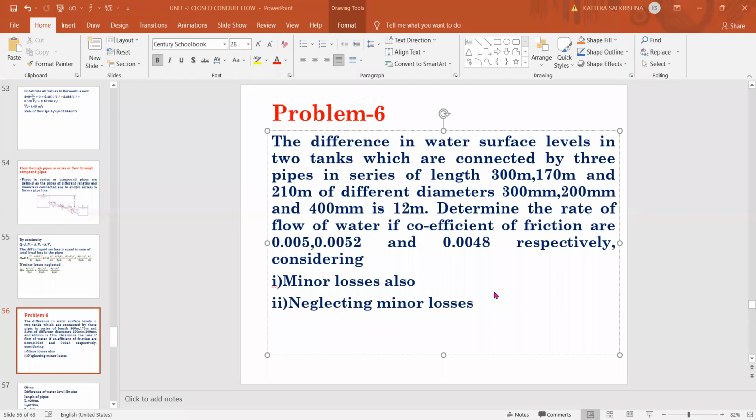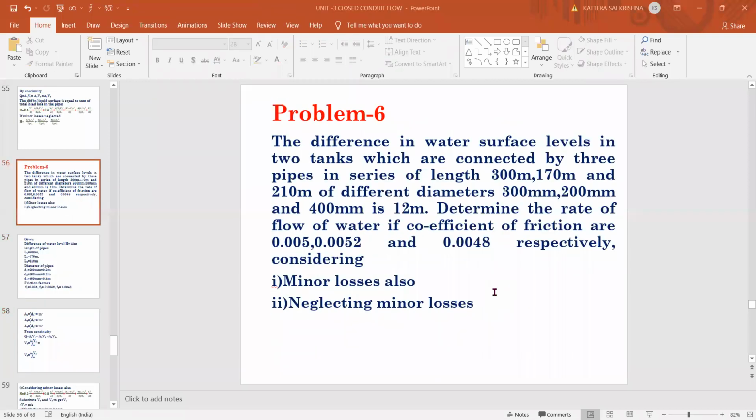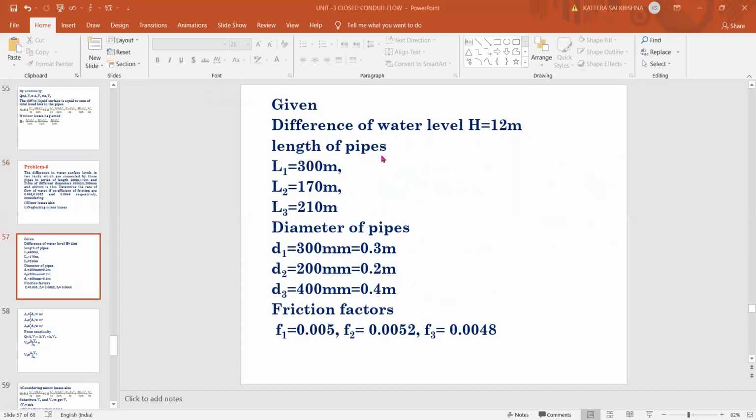Right, okay. So we'll go for the solution. First we'll write the given data, what all things are given to us. First he said the difference in water surface level for the 2 tanks is 12 meters. So capital H value is given to us. So capital H is 12 meter. Next, the lengths of the pipes are given. So for the first section, L1 is 300 meter, L2 is 170 meter, L3 is 210 meter.